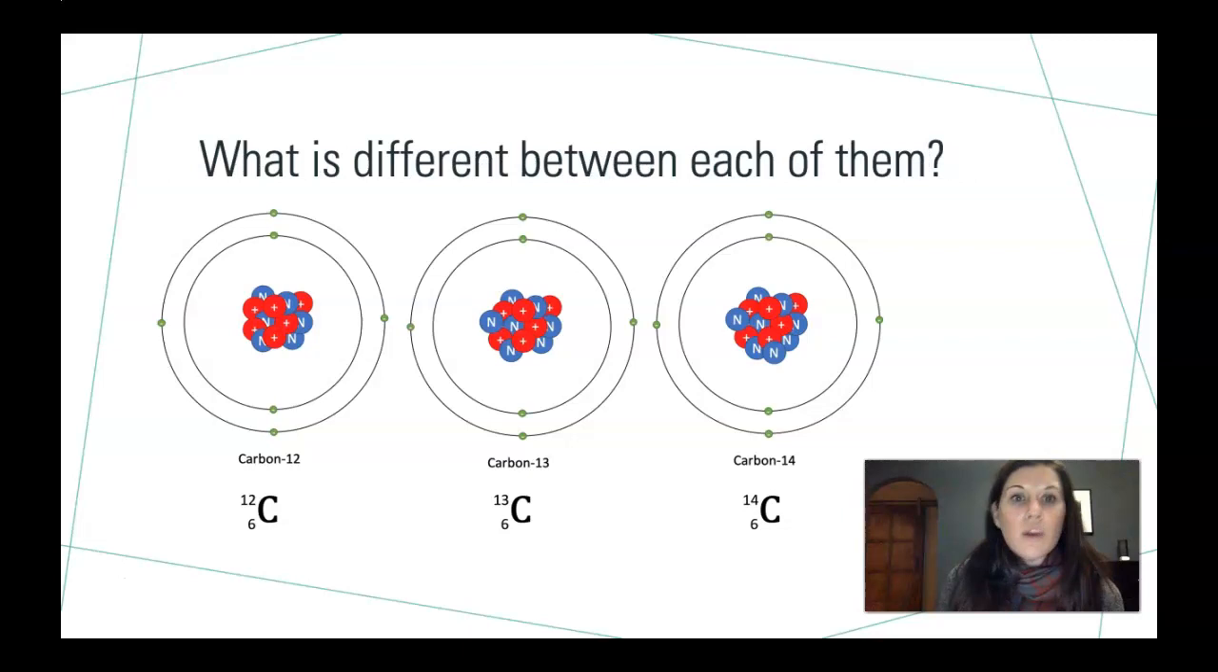Now what is different between each of these? You can look at the nuclide symbols down below here. We have one that has a mass of 12, one that has a mass of 13, and one that has a mass of 14. So they each have a different mass. Now, how do they have a different mass? That's because they all have different numbers of neutrons. In carbon 12, we have 6 neutrons. Carbon 13, there are 7 neutrons. And carbon 14, there are 8 neutrons, leading to these different masses. So these different versions of carbon are actually different isotopes of carbon.